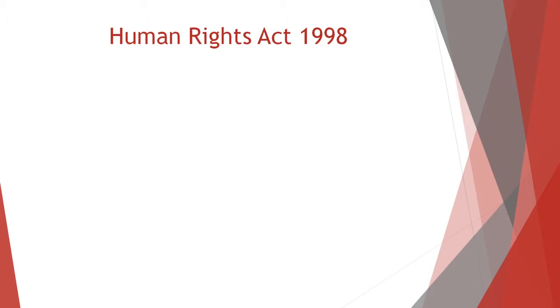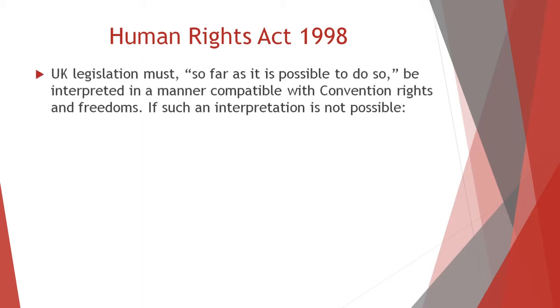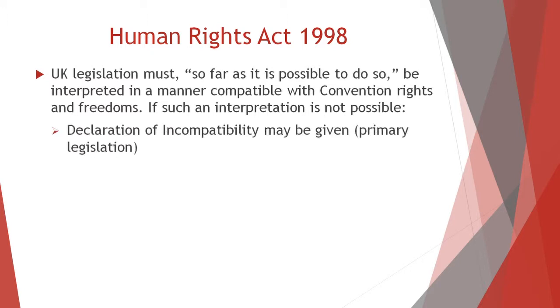The Act works in a number of key ways. First, the Act requires all legislation to be interpreted and given effect as far as possible compatibly with the Convention rights. If it is impossible to interpret an existing piece of primary legislation, such as Acts of Parliament, in this manner, the courts will issue what is known as a Declaration of Incompatibility.